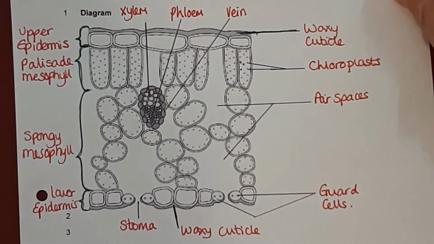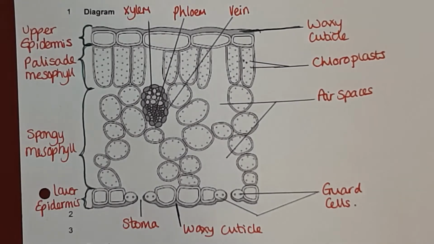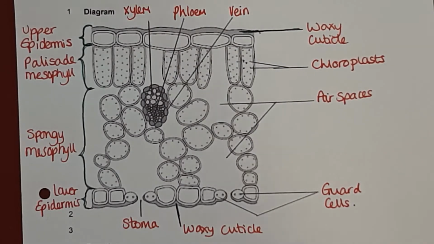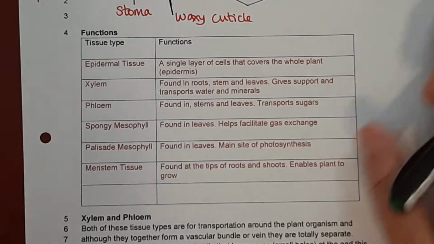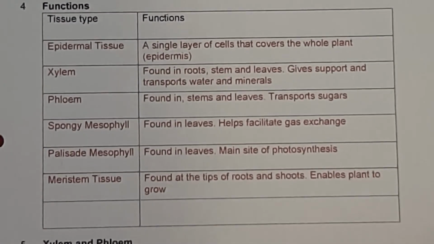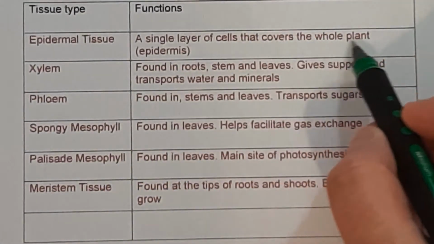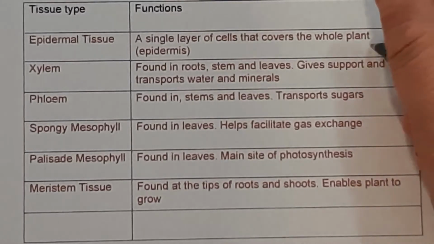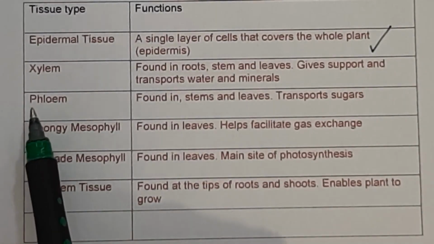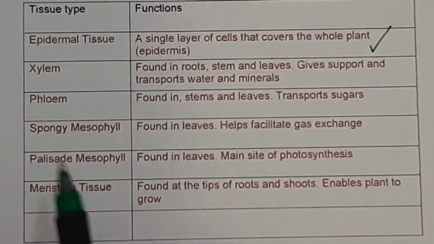Then we're going to move on to tissue type, which you should have completed in the chart below. If you haven't, please pause the video again and have another go at that before you mark it with me. So we've got a variety of tissue types here. We have the epidermal tissue, which is a single layer of cells that covers the whole plant, or the epidermis. Tick them if you get them right, and add to them if you haven't fully got the answer. Feel free to use the student notes page or the extra box at the bottom if you need to.